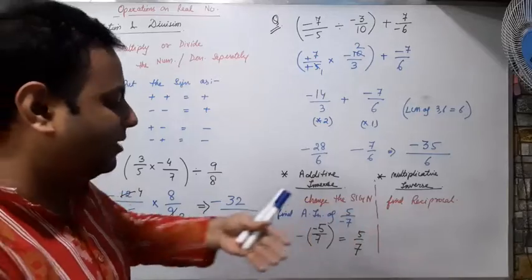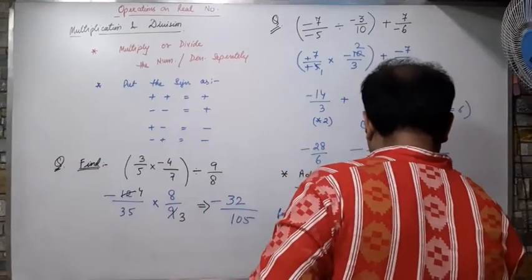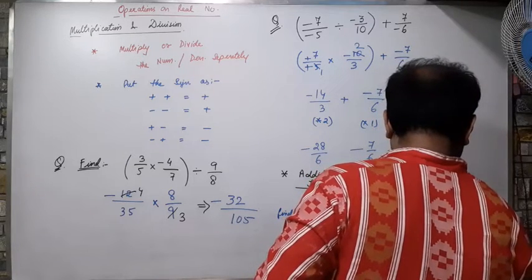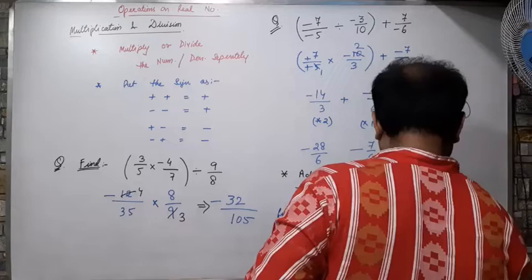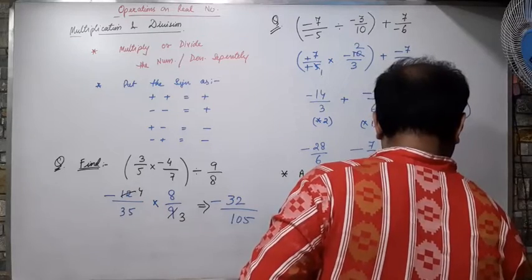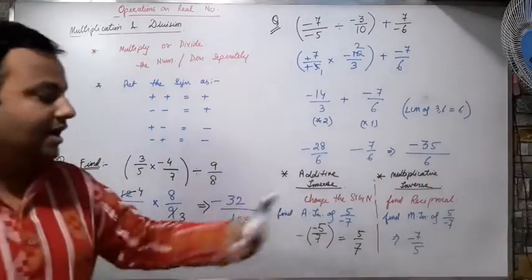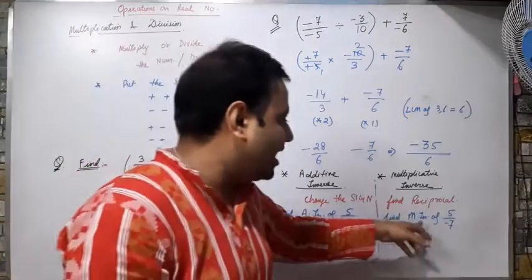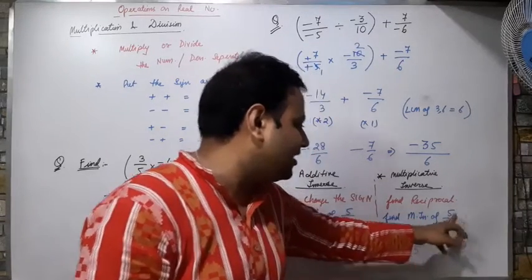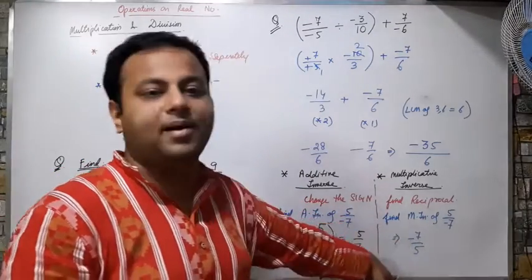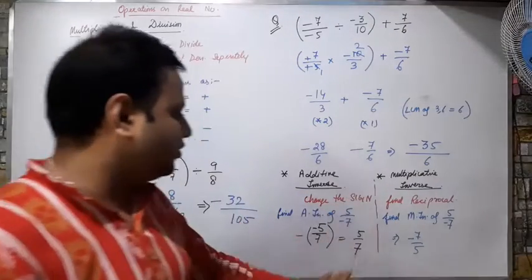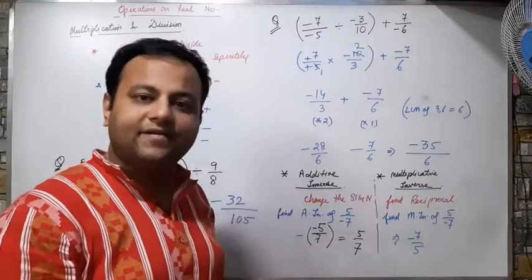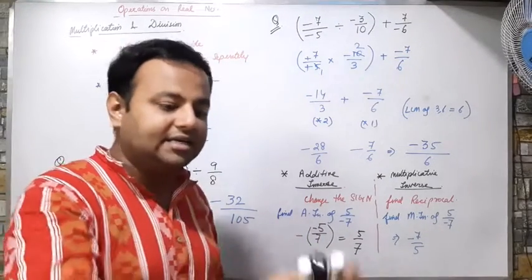And for multiplicative inverse, this is easier. If I have to find the multiplicative inverse, I have to just reverse it, take the reciprocal of it. The actual rational number was 5 by minus 7. I am converting it into minus 7 by 5. So, from this you can see that if I add these two, plus 5 by 7 and minus 5 by 7, what will I get as the result? I will get the result as 0.